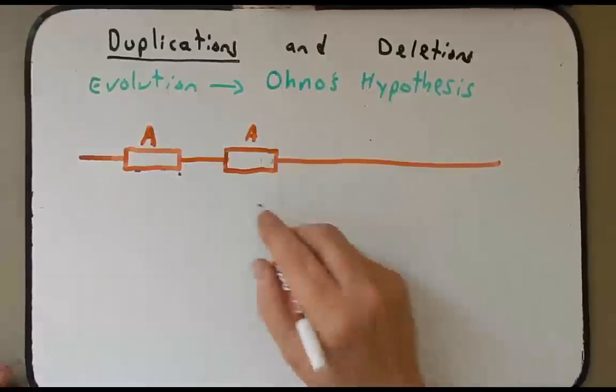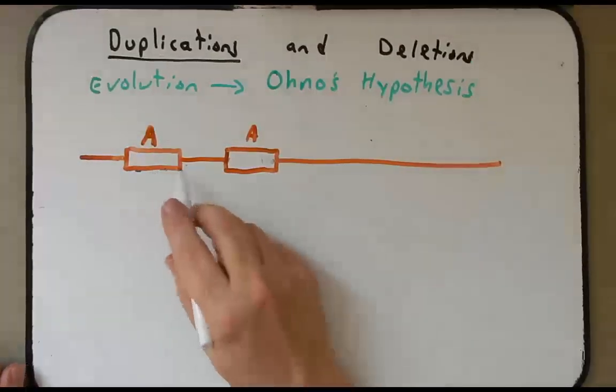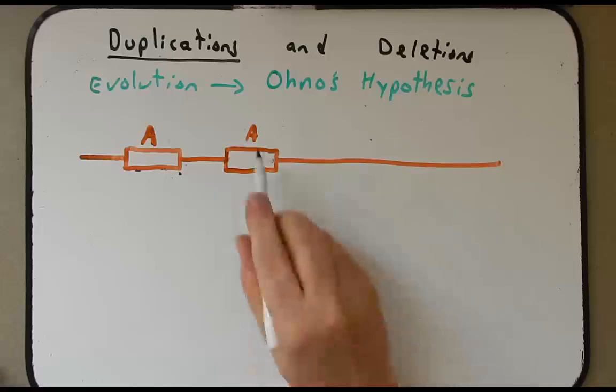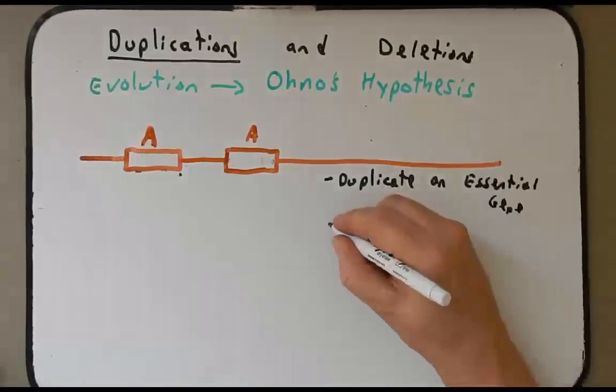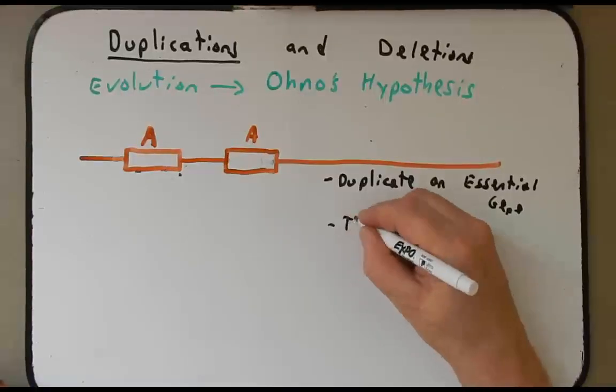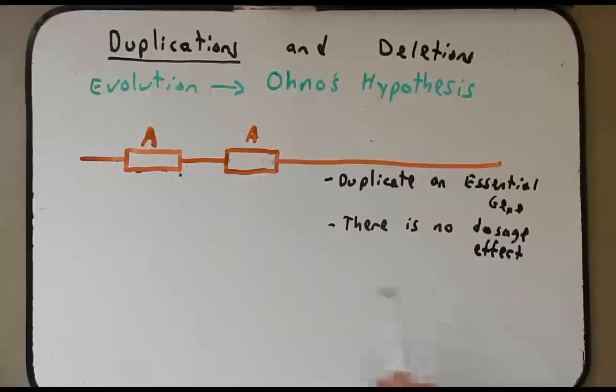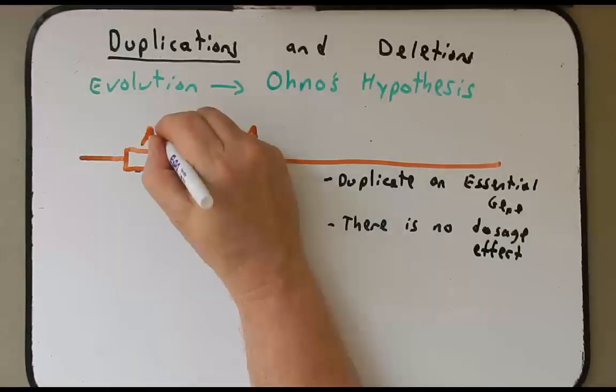It wouldn't have to be tandem, but it's just easier to draw it that way. We now have two of these essential genes. So the way this works is you duplicate an essential gene. And it's also important that there is no dosage effect. Some you can duplicate and there's no effect. It just depends on the gene. Alright, so now both of these genes are still essential.